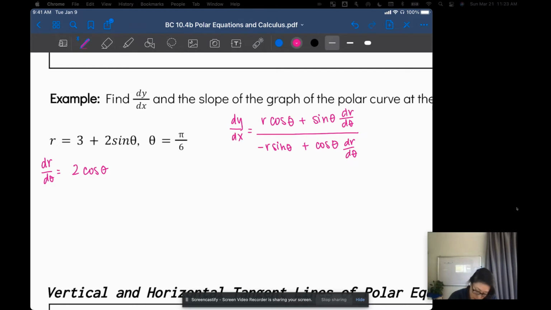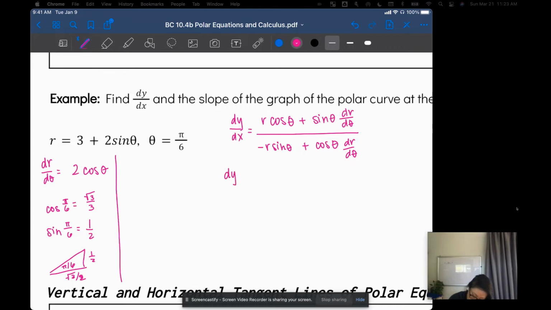Then later it looks like I'm going to be evaluating a lot of cosines and sines at pi over 6. That gives me a height of 1/2 and an x of root 3 over 2. So sine of pi over 6 is 1/2 and cosine of pi over 6 is root 3 over 2. Okay, we're going to save those for later. So now we're just going to substitute these in.